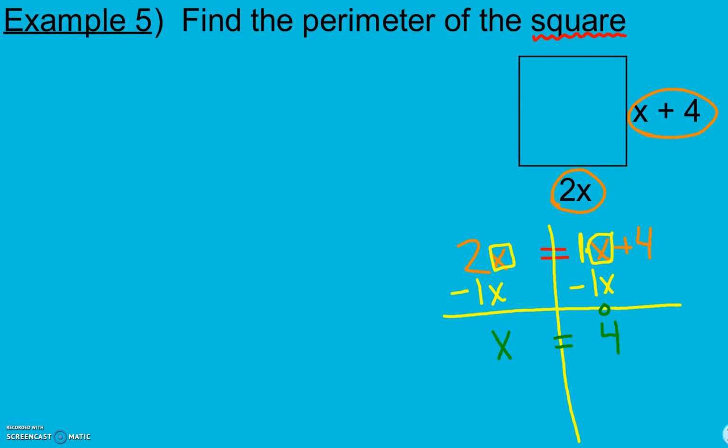That's helpful because now I can figure out what my side length is. 2 times 4 gives me 8. Or I could have plugged it in over here. 4 plus 4 gives me 8. Either way, I know that my side lengths are going to be 8 and 8 and 8 and 8. So with perimeter, we add up all of our sides, or we can use our formula for perimeter of a square, which is 4 times our side length. Either way, our perimeter is going to be 32 square units.